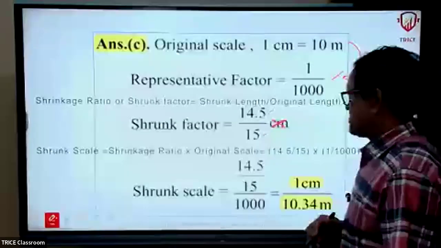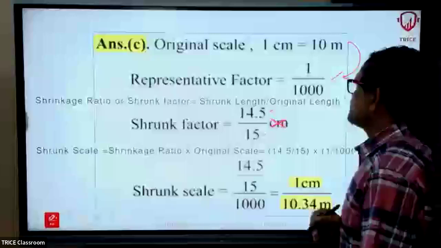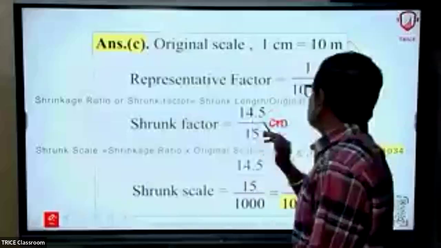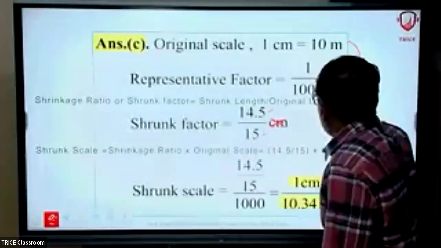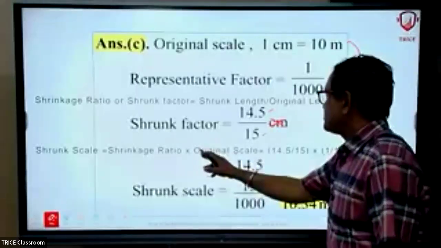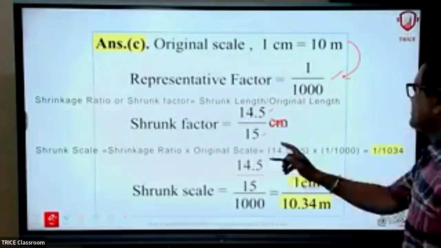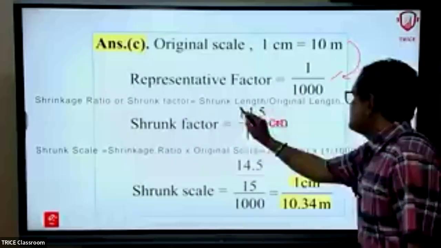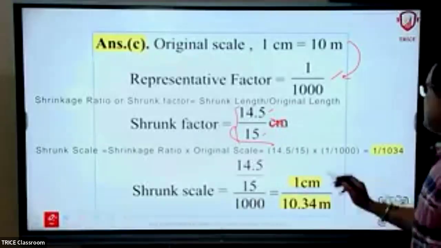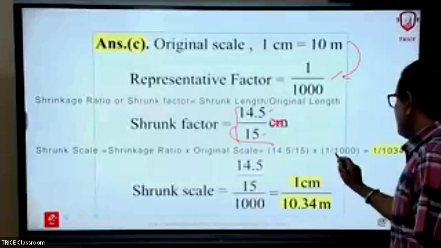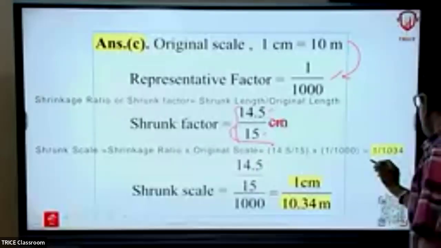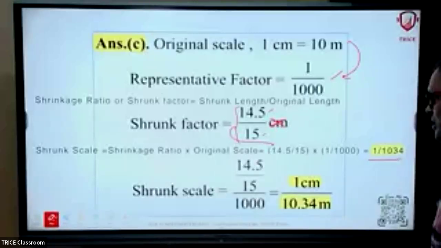Now, what is shrunk scale? Because the question is to calculate the shrunk scale. Shrunk scale is equal to shrinkage ratio multiplied by original scale. Same equation written differently. Shrinkage ratio we have just written. So it is written here, 14.5 divided by 15 multiplied by the original scale RF value 1 by 1000. If I calculate using my calculator, I will get 1 by 1034.